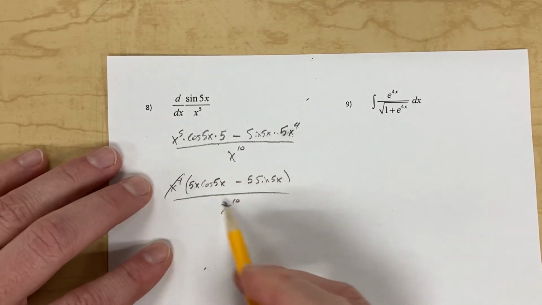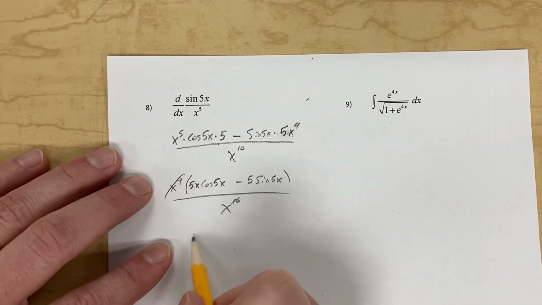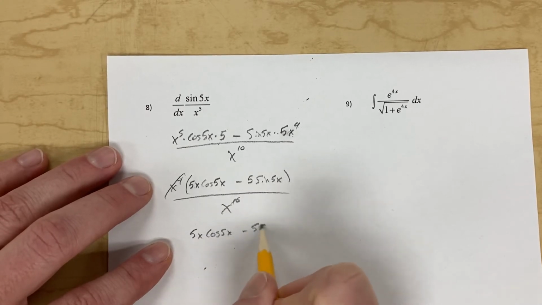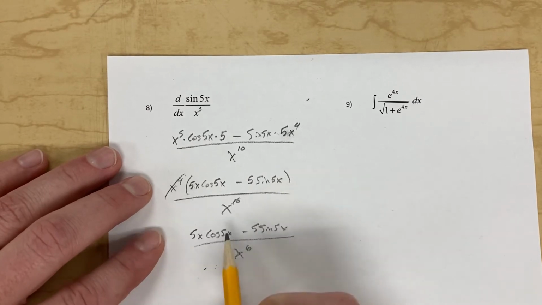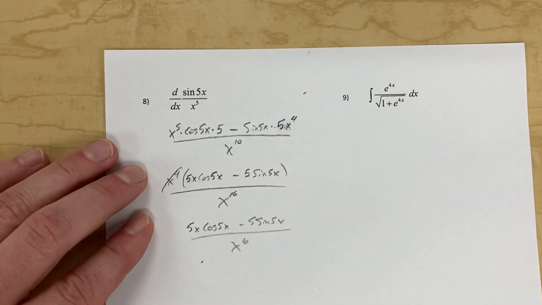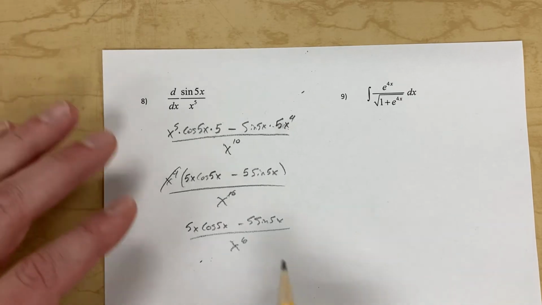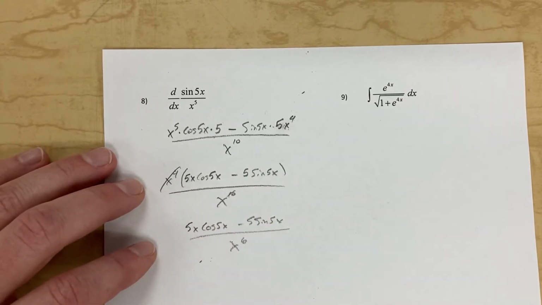And then these 4 could cancel 4 of those. So we end up with 5x cosine 5x minus 5 sine 5x over x to the 6th. That's the simplest form for that, but whether you did that or not is not so important for this one.